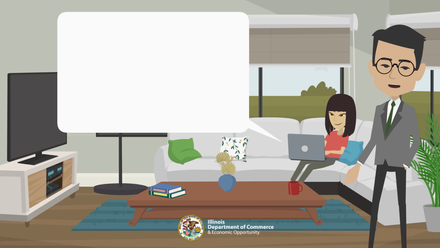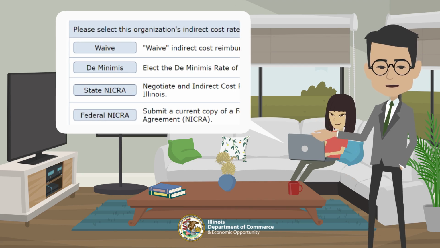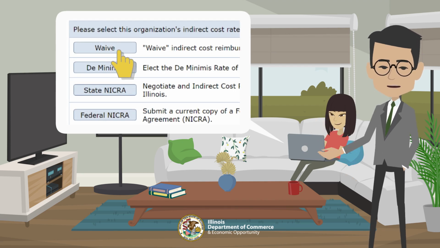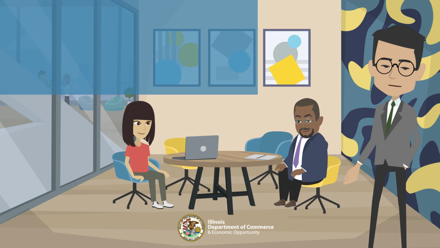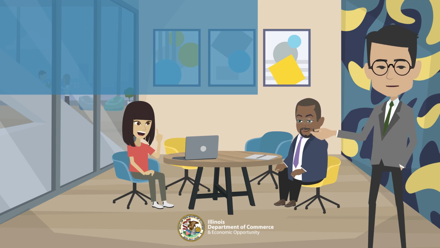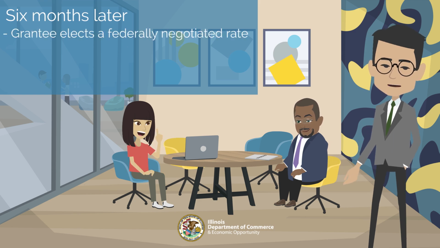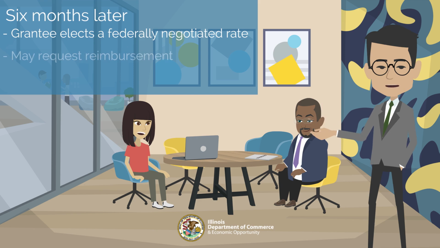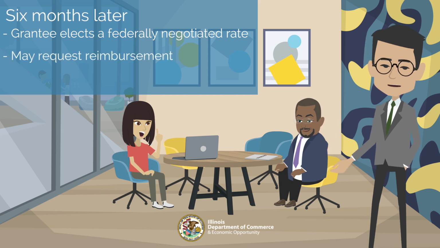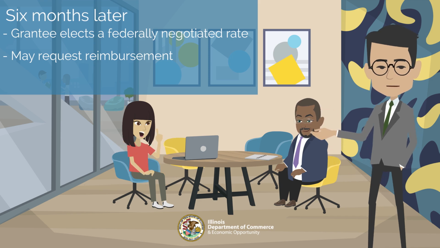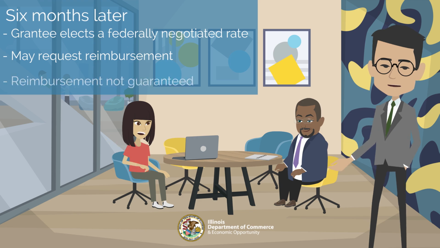On the rare occasion, a grantee with an active grant award may have elected to waive their indirect cost rate. In this example, 6 months into their grant program, the grantee selects a federally negotiated rate. In cases like these, the grantee may request reimbursement for expenditures they incurred during the previous 6 months when their indirect cost rate was waived. Reimbursement for those expenditures is not guaranteed, as it is dependent on the availability of funds.